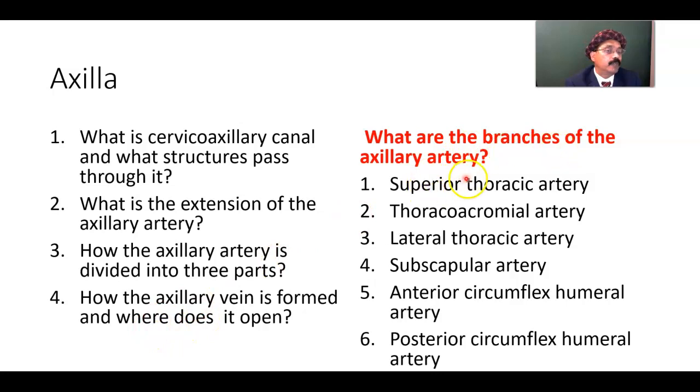So what are the branches of the axillary artery? The superior thoracic artery from the first part; the thoracoacromial artery and lateral thoracic artery from the second part. These three are from the third part: the subscapular artery, anterior circumflex humeral artery, and the posterior circumflex humeral artery.